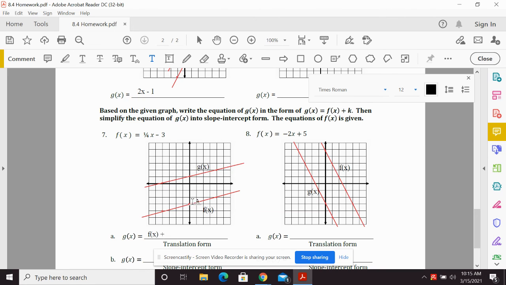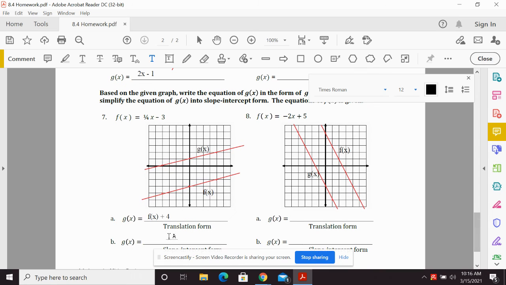And it goes to 1. That's 1, 2, 3, 4. So we're shifting all of the points up by 4. If you wanted to check, you could try another point. Here's another point. Do we also move this point up 4? 1, 2, 3, 4. We do. Okay. So there's your translation form. So your vertical shift is 4.